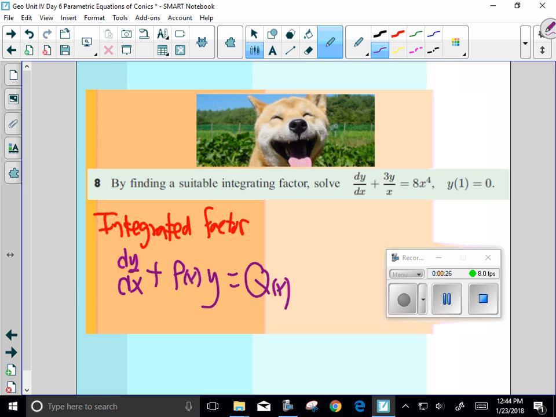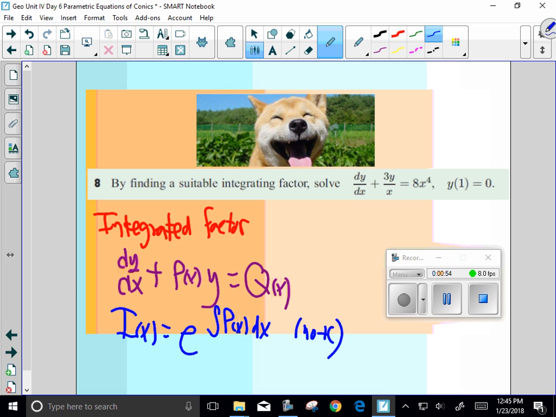That's the organization in which we're going to pick out p of x and q of x. So you have dy/dx plus something times y equals something without y. Then the next thing you're going to do is find something called I of x, and that's e to the integral of p of x dx. No plus c.